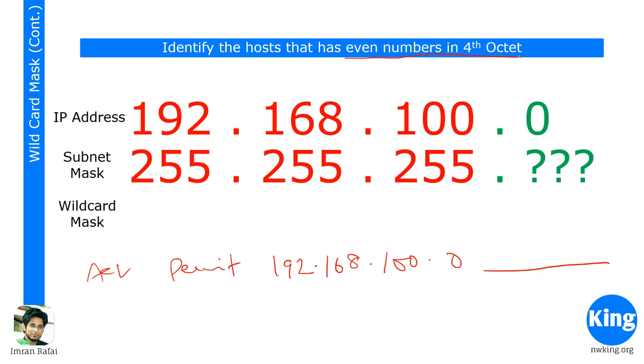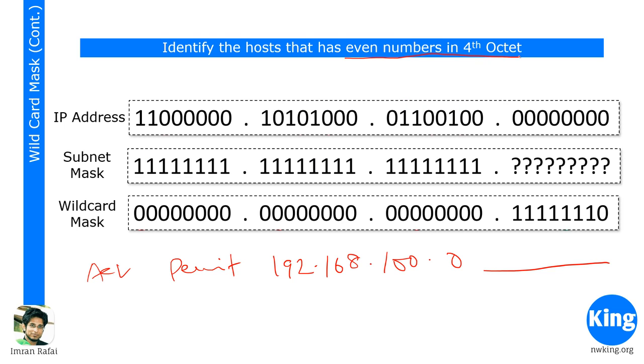Can you do that using a subnet mask? I don't think so. I don't think there is a subnet mask value in the 4th octet that you can put such that you identify only even numbers in the 4th octet. But look at the magic in wildcard. In wildcard, you can put this. Before I explain this, I will tell you what it is.